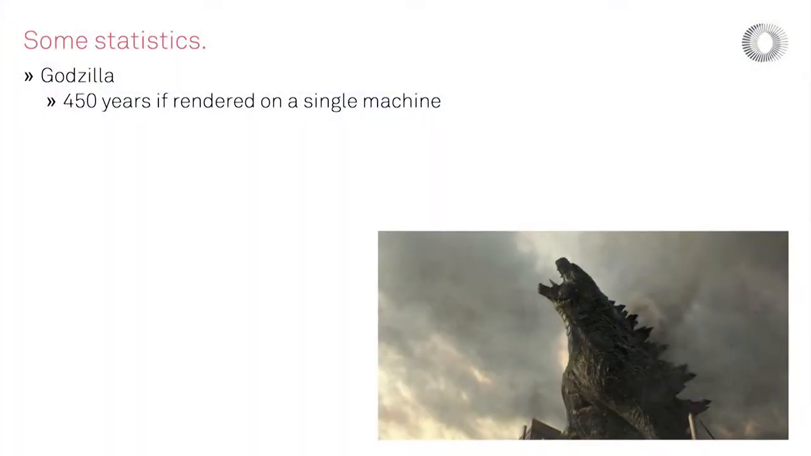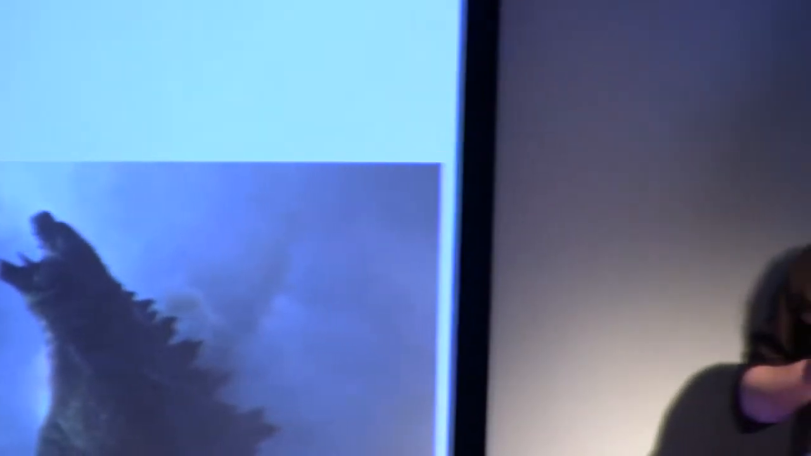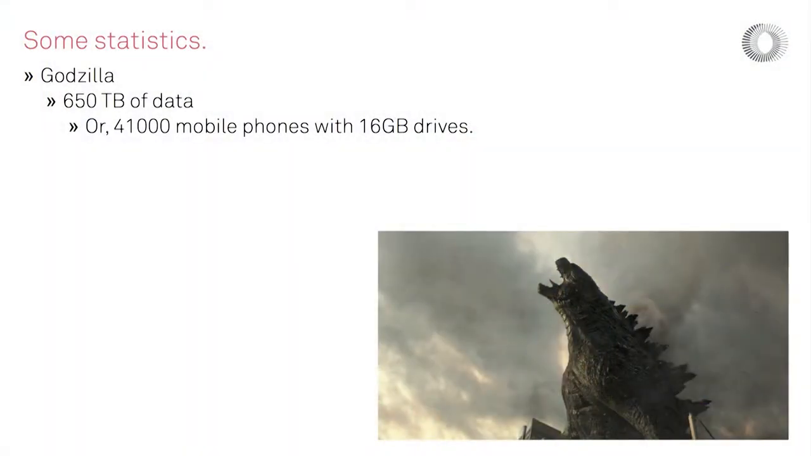So some statistics. Rendering is pretty much creating the final image that is going to be shown on screen. To render the whole of Godzilla would have taken 450 years on a single machine, which means we would have had to start rendering 50 years after the death of Henry VIII to get it done last May. Just this movie itself produced 650 terabytes of data, which is 41,000 mobile phones.